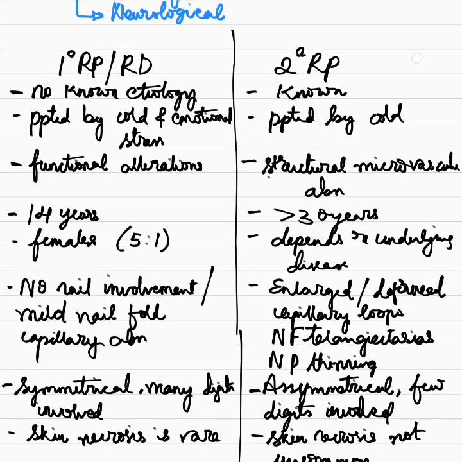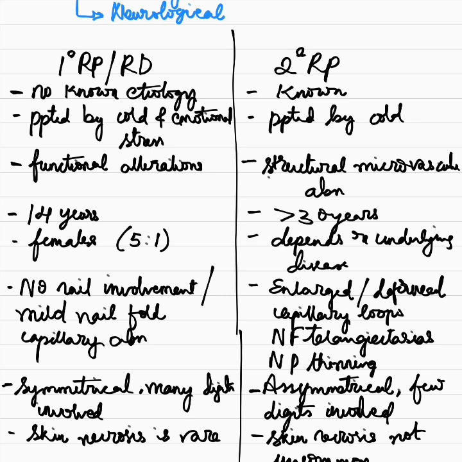Now, coming to the differences between primary and secondary Raynaud's phenomenon. Primary Raynaud's phenomenon, also known as Raynaud's disease, has no known etiology, whereas secondary Raynaud's phenomenon has various etiologies as described above. Primary Raynaud's phenomenon is precipitated by cold and emotional stress, whereas secondary Raynaud's phenomenon is precipitated by cold alone. The basic pathogenesis is functional alteration in primary Raynaud's phenomenon, whereas structural microvascular abnormalities play a role in secondary Raynaud's phenomenon. The median age of onset is 14 years in Raynaud's disease, whereas it is seen in more than 30 years of age group in secondary Raynaud's phenomenon.